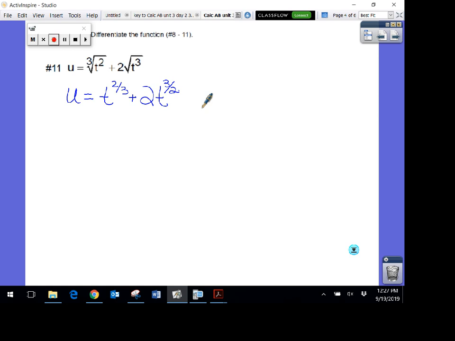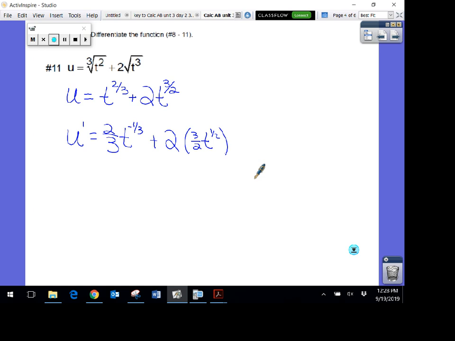Okay, so now we have two different functions right here, so we find the derivative of each of those. So u prime equals, there's a 1 right there, so we bring down the 2/3. T, subtract 1, negative 1/3. 2/3 minus 3/3 is negative 1/3. Plus 2, I'm bringing the constant down. Now the power rule, 3/2 t, subtract 2/2, I'm subtracting 1, to the 1/2.